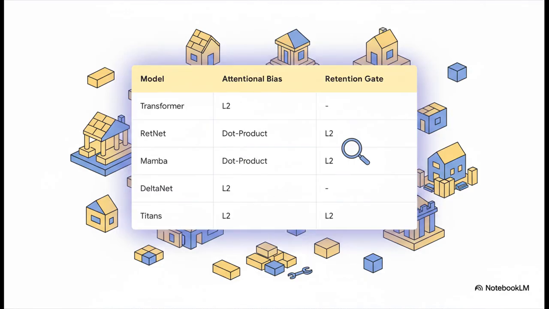Now, check this out. This is where it gets really interesting. When you use this framework to map out the existing models, look at this table. See that attentional bias column? It's kind of shocking, right? RetNet, Transformer, Mamba, pretty much all of them are just using a basic dot product or an L2 objective. It's like we've been building all these incredibly different-looking models using the exact same 2 or 3 Lego bricks. There's almost no variety in the core memory function.